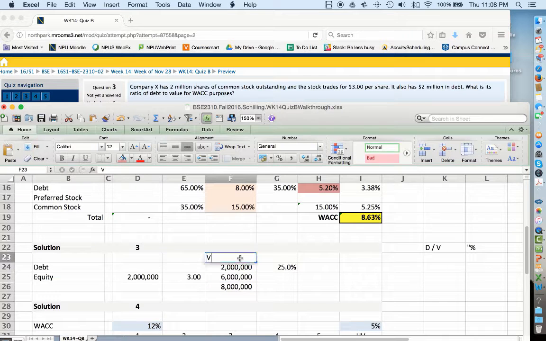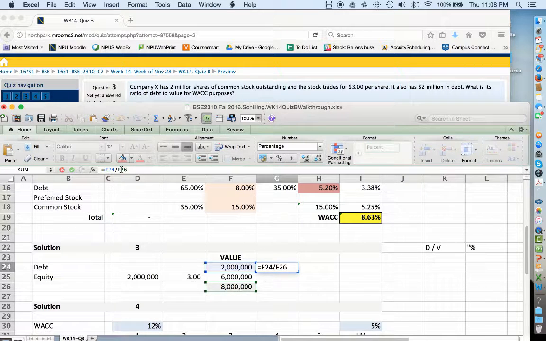Therefore, when I add together the 2 million in debt and the 6 million in equity, I get a total of 8 million. And then to determine the value of debt divided by the total value, I just take 2 million divided by 8 million, and that gives me 25%. That's what we're looking for in this question. If I were doing the full weighted average cost of capital, that 25% would be placed as the percent of total for that particular item of capital, which in this case is debt.